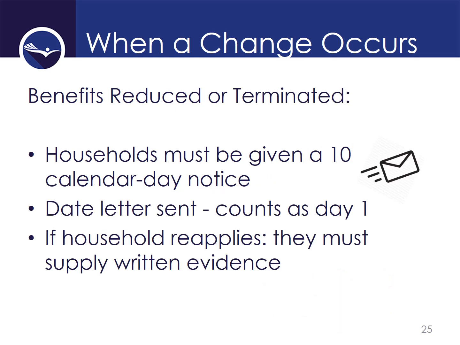If a household's benefits are reduced or terminated, school districts are required to give the household a 10 calendar day notice. The date the letter is sent counts as day 1. The 10 calendar day notice also applies to the school district. If the letter states that the benefits change on November 20th, then that is the same day the school makes the change in their database.